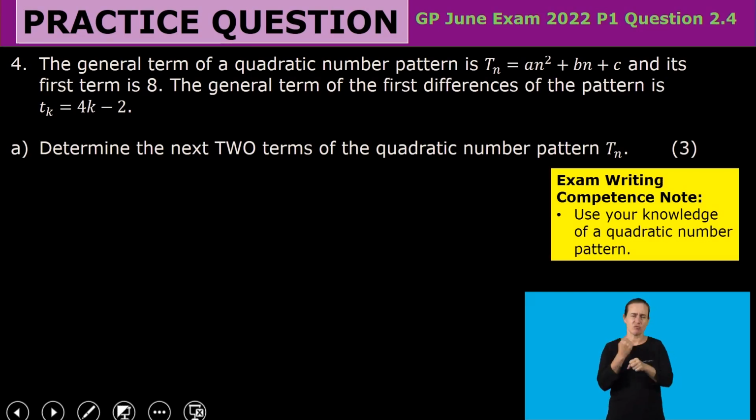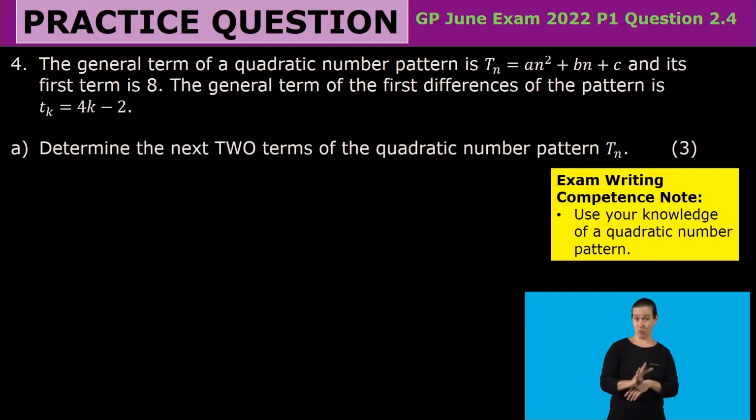It says there, the general term of a quadratic number pattern is Tn is equal to an squared plus bn plus c, and its first term is 8. The general term of the first differences of the pattern is Tk is equal to 4k minus 2. Determine the next two terms of the quadratic pattern. So we know that the first term of this quadratic pattern is 8, and what we need to do now is find the next two terms.